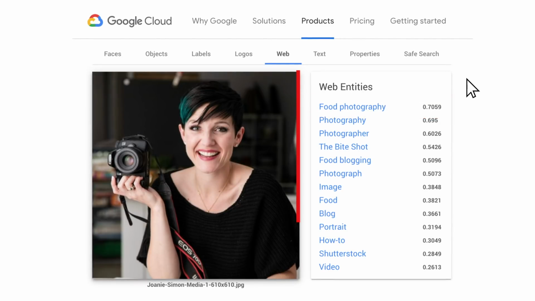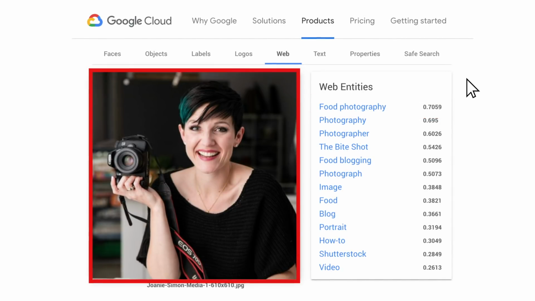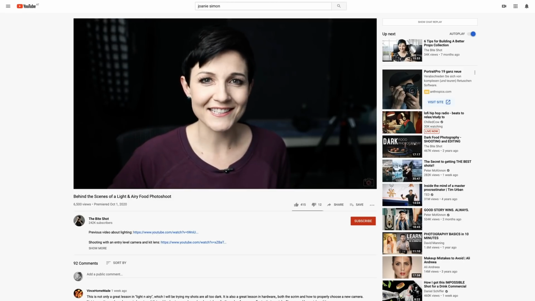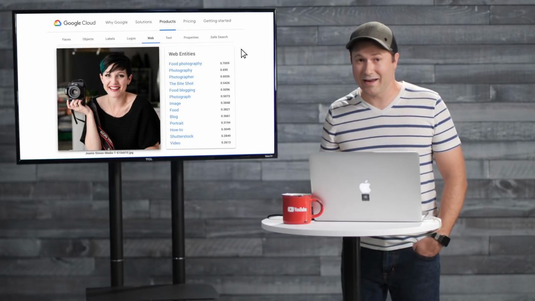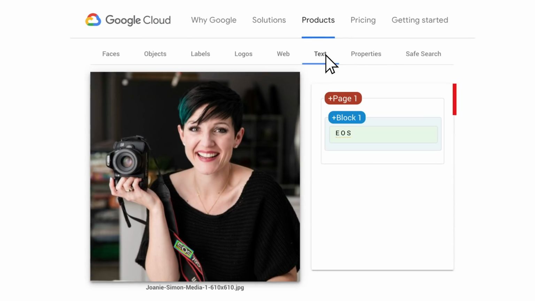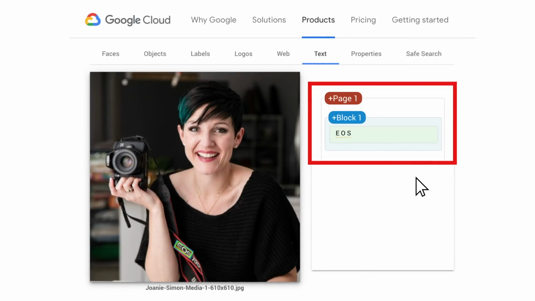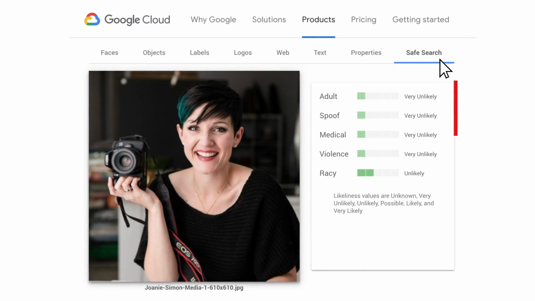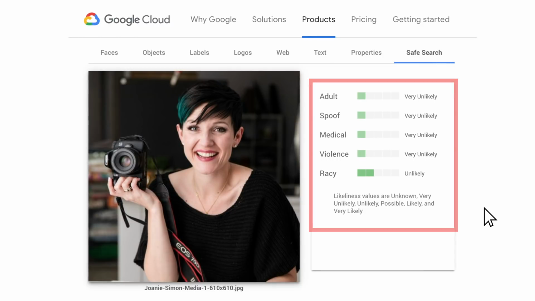But there's no food in this image, but they've recognized this as Joni from the Bite Shot, and they recognize that this lady represents food photography. That's what her whole brand is about. They're picking up the text of the camera strap. It says EOS on there. There's a Canon. There's the dominant colors. They're looking at how safe is this? It's very unlikely it's got anything in this.